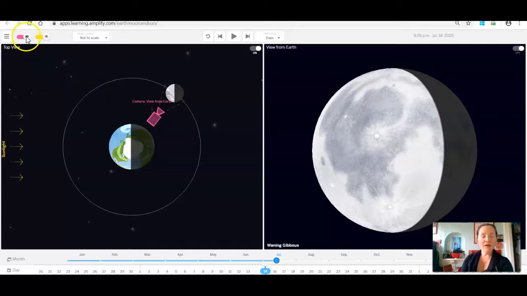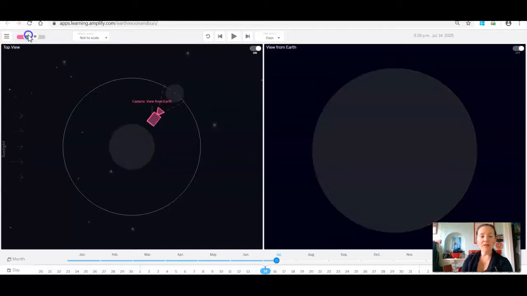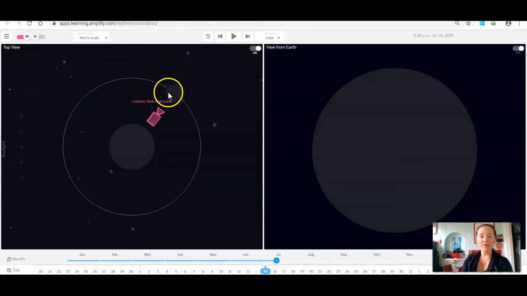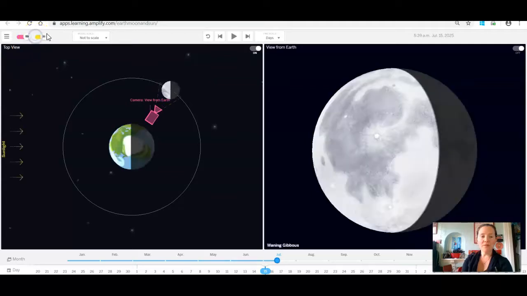Up here, we have the ability to turn the camera off and on. So if you just want one view, you can do that. Camera off and on, sunlight off and on. Not a lot of excitement if you turn the light off, right? What do we see? We see nothing. We see just darkness. So if you want to see the view of the moon and the phases, you have to have the sunlight on.